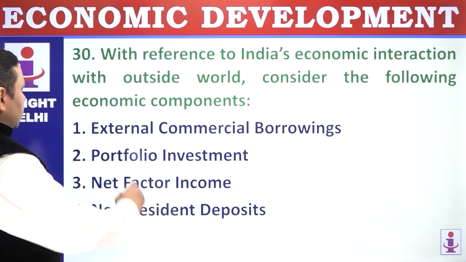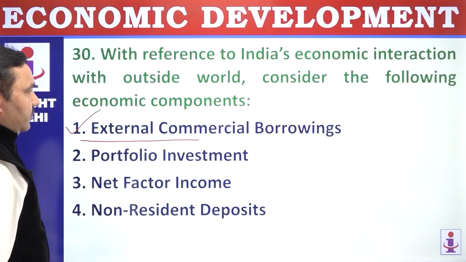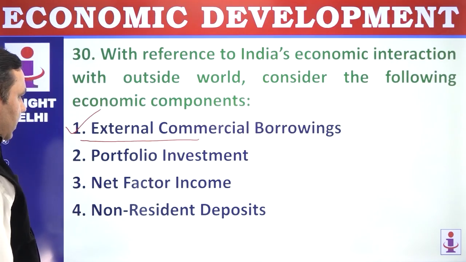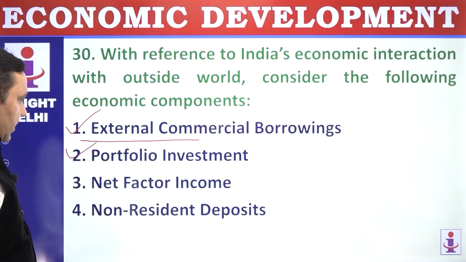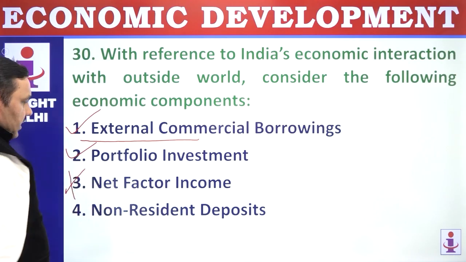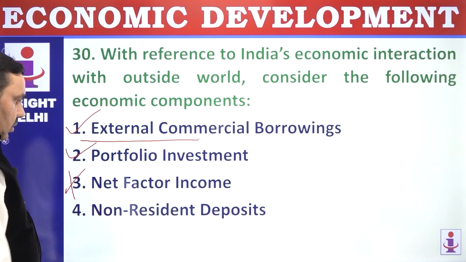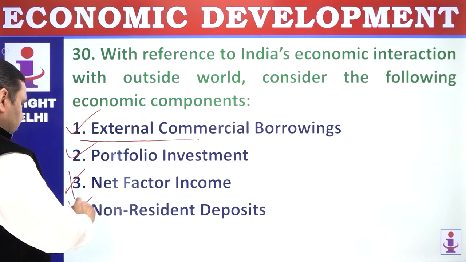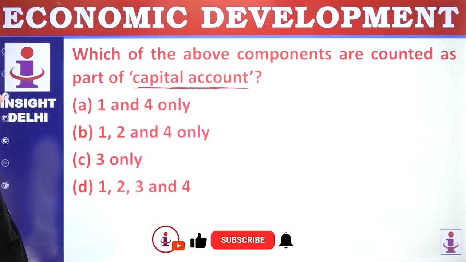External commercial borrowings, of course you're borrowing from outside, so capital is moving in. And to borrow, you have to place something. Portfolio investment, FDI, whatever, they are going to buy something. Factor income and transfer of invisibles, these are part of current account. Non-resident deposits, deposit again you have to pay them back. So 1 to 4, not 3.